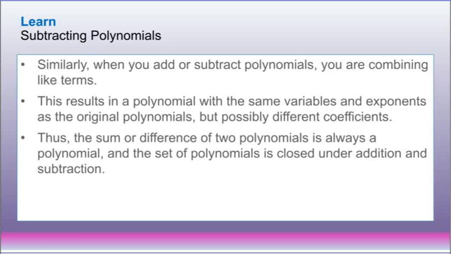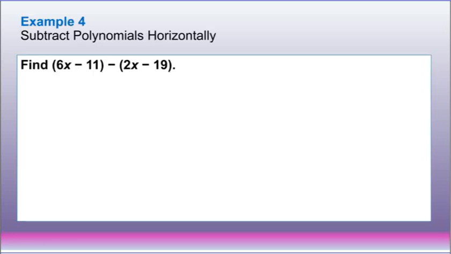When you add or subtract polynomials, you are combining like terms. So just pay close attention to the signs in front so you know if you're supposed to add or subtract them. This results in a polynomial with the same variables and exponents as the original polynomial, but possibly different coefficients. So make sure you do not change any exponents or variables. The sum or difference of two polynomials is always a polynomial, and the set of polynomials is closed when you're adding and subtracting. So let's take a look at some examples here.